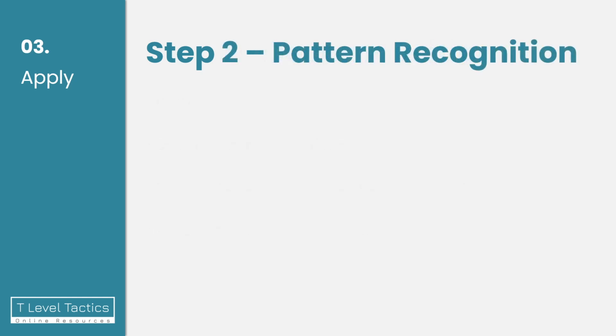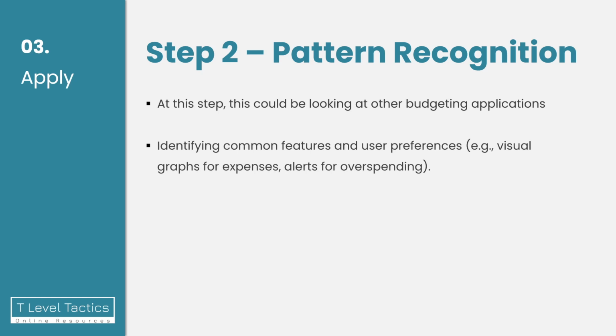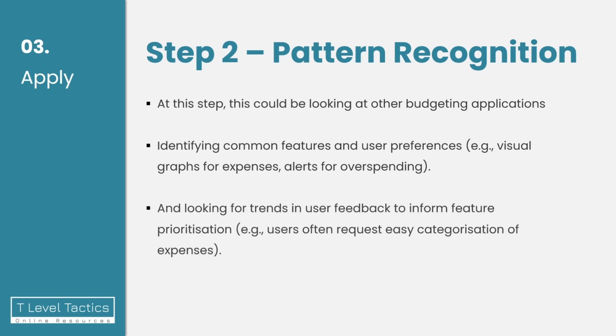Pattern recognition. At this step, we could be looking at other budgeting applications and identifying common features and user preferences such as visual graphs for expenses or alerts when we overspend. And we can also look for trends in user feedback to inform our feature prioritization. For instance, users often request the easy categorization of expenses.